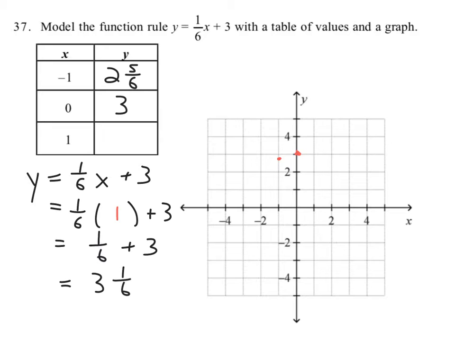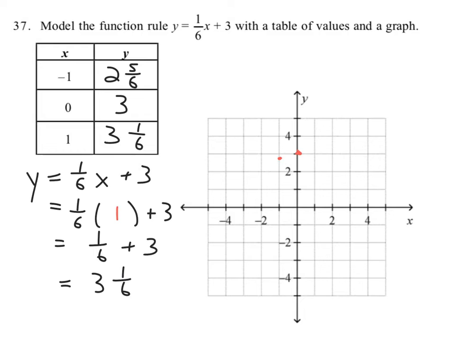Okay, and how do you graph that? Well, first let me write it in here as 3 and 1/6. And now we're going 1/6 of a unit above 3. But first we've got to go over to 1. We go over to 1, up to 3, and then a sixth more than that. It's about right there.